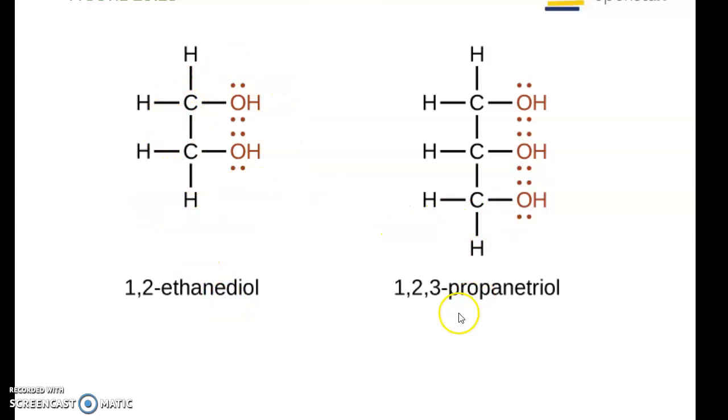And this is 1,2,3-propane triol, right? So you count off where the different functional group is, the OH in this case. And you put the number of it in front of the ol, because there's 2 of them here, so it's a diol. So the location number goes here. So here's 1,2,3-propane triol.